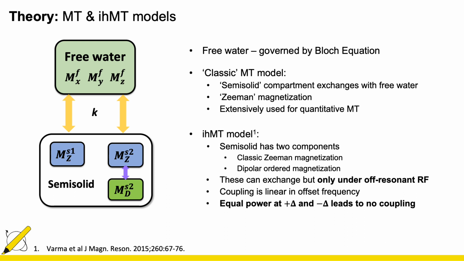The coupling is linear in the offset frequency, which means that if you apply power equally at positive and negative frequency, the terms cancel and you get rid of the coupling between those two pools. And that is how you can then obtain this inhomogeneous MT contrast.